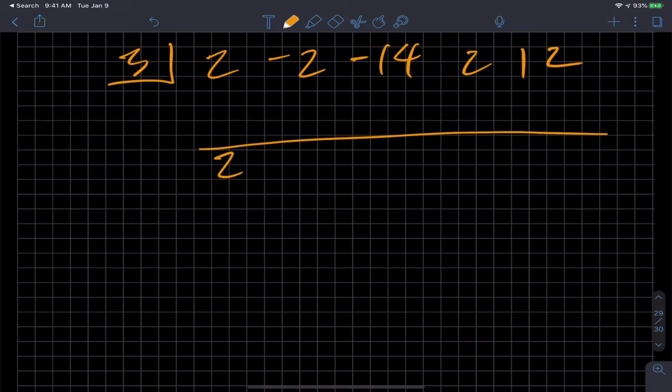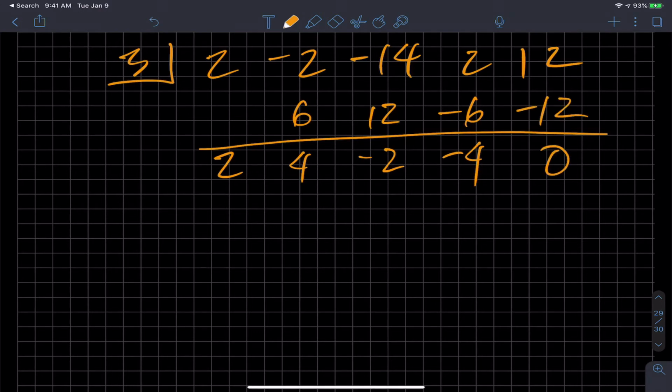And then I'm going to bring the 2 down. 2 times 3 is 6. Subtract that, I get 4. 3 times 4 is 12. Subtract that, I get negative 2. That's negative 6. I get negative 4. 3 times negative 4 is negative 12. And in fact, 3 is a 0. So 3 is a 0. That's great. Depending on the problem, if you're trying to find the bounds, you just found out that the 4 was the least upper bound. 4 is the least upper bound.